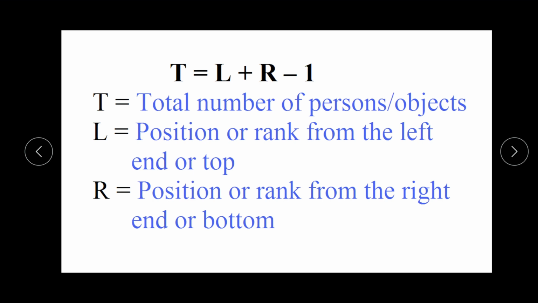Minus 1 means we are subtracting 1, because if a person's position is given from the left side and also from the right side, then we are counting the position of that person 2 times. And if we are counting the position of that person twice, then we subtract 1. It means we have to remove 1 position.